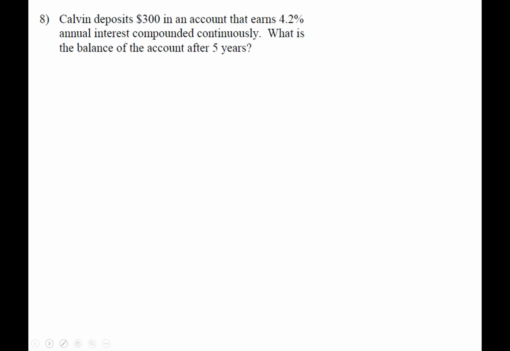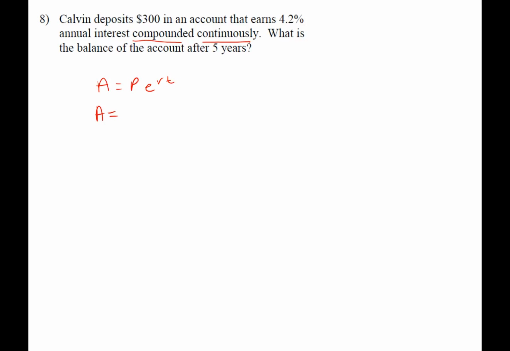All right. Calvin deposits $300 in an account that earns 4.2% annual interest compounded continuously. What is the balance of the account after 5 years? So first of all, it says compounded continuously. Continuously means use Pert. And so then I would start plugging numbers in.